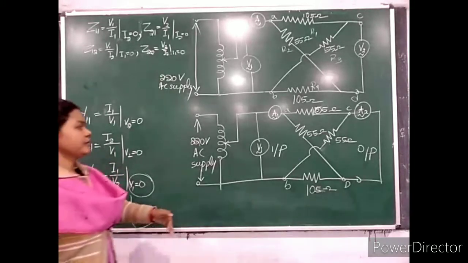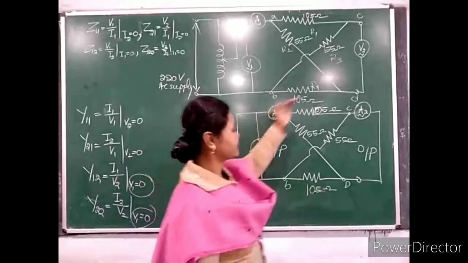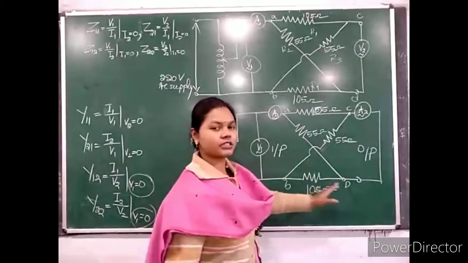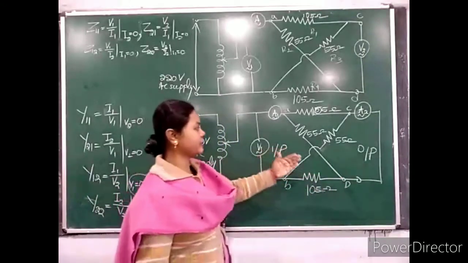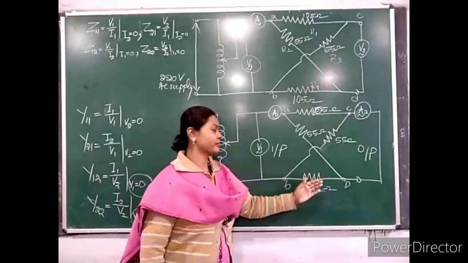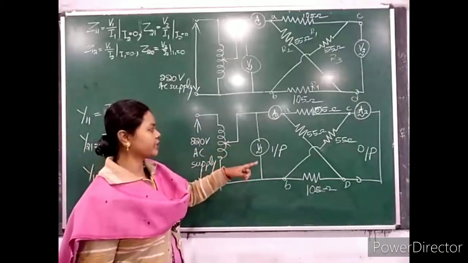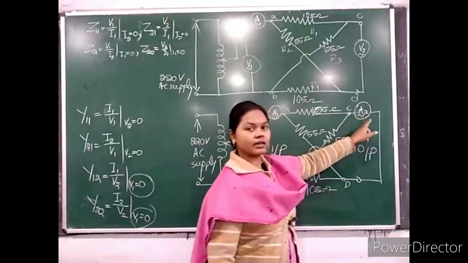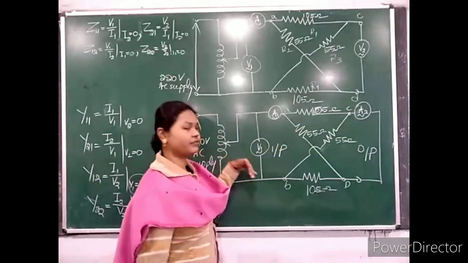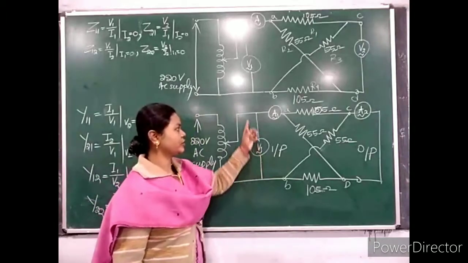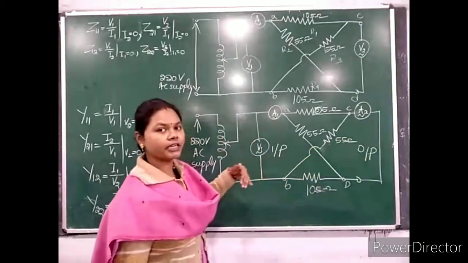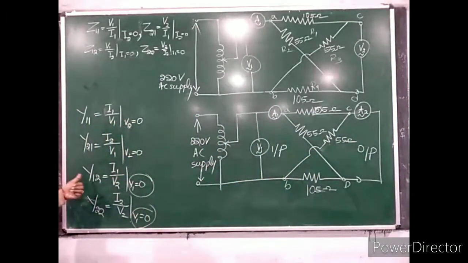In the second step, you short circuit the input port and give supply to the output port. The arrangement of the circuit does not change because it is a symmetrical lattice network. Here when you give supply from the output, you take this one as V2, this one as I2, this one as I1. And by varying this variac at different voltage readings of V2, you take the reading of I2 and I1. After taking the readings of voltmeters and ammeters, you calculate Y12 and Y22.